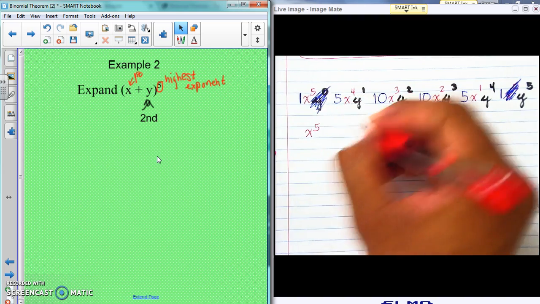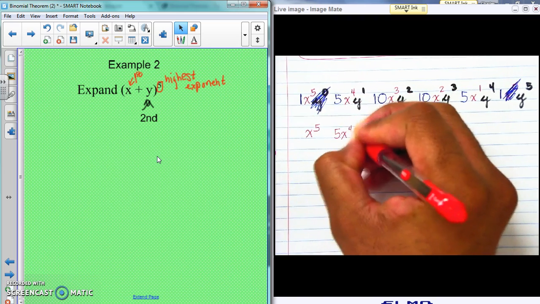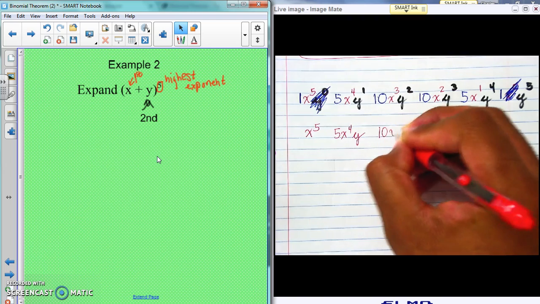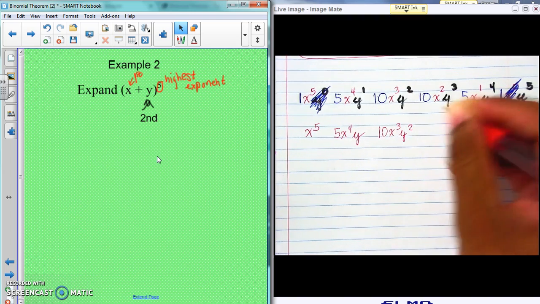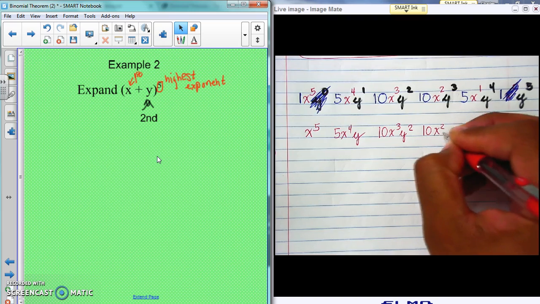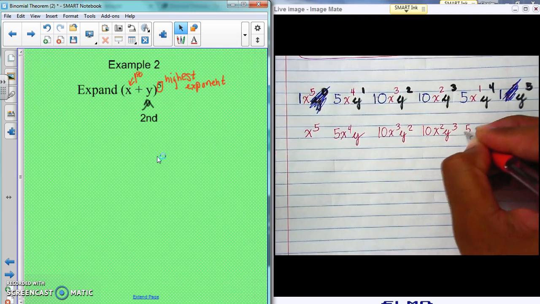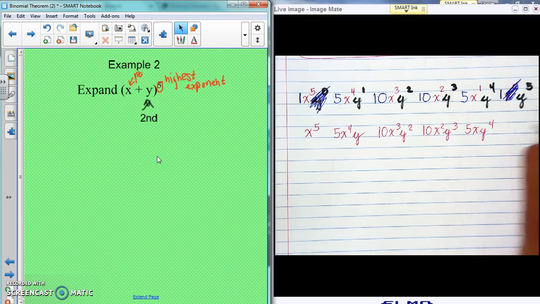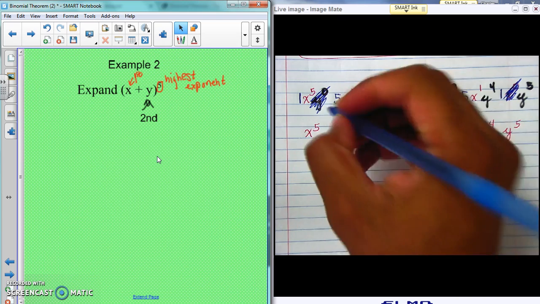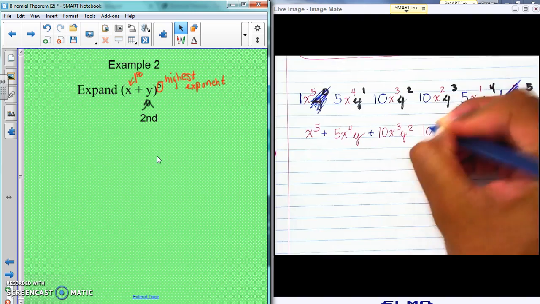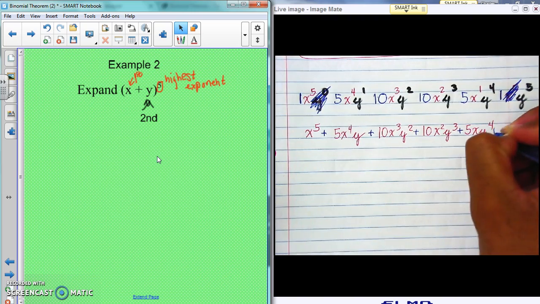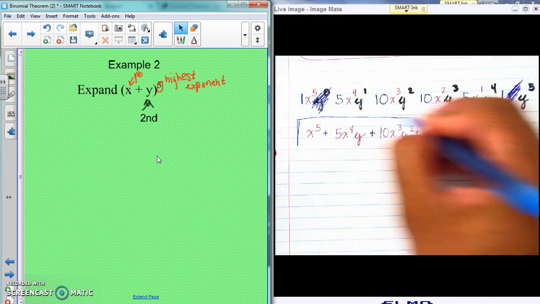So we have x to the 5th, 5x to the 4th y, 10x cubed y squared, 10x squared y cubed, 5x y to the 4th, and then y to the 5th. So in other words, we took off all the ones and just left whatever else was there. And then the last thing is just adding addition signs in the middle, and bam, we're done. And that is all she wrote.